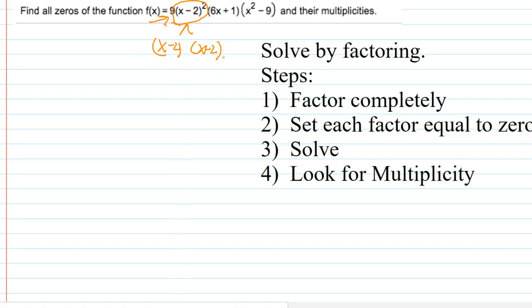Now I can rewrite all of my factors and set them equal to 0. Now that they're factored completely, I already set them equal to 0. All we need to do is solve. So we're going to add 2 to the other side. Here we're going to add 1 and then divide by 6, and then we're going to have to take a square root.